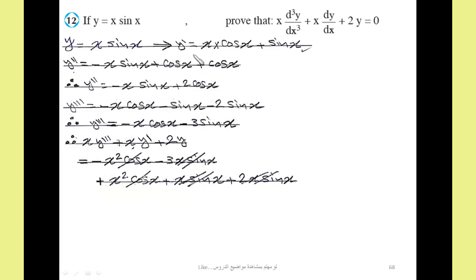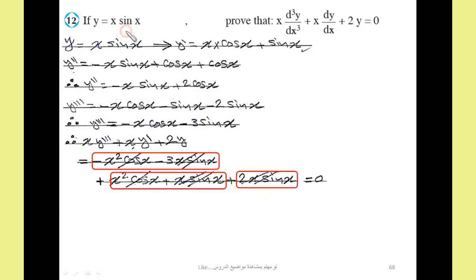Again, when you multiply y dash by x, what you get? x squared cosine x plus x sine x here, plus 2y. We have 2 here, but y equals x sine x here. So 2y means 2x sine x.